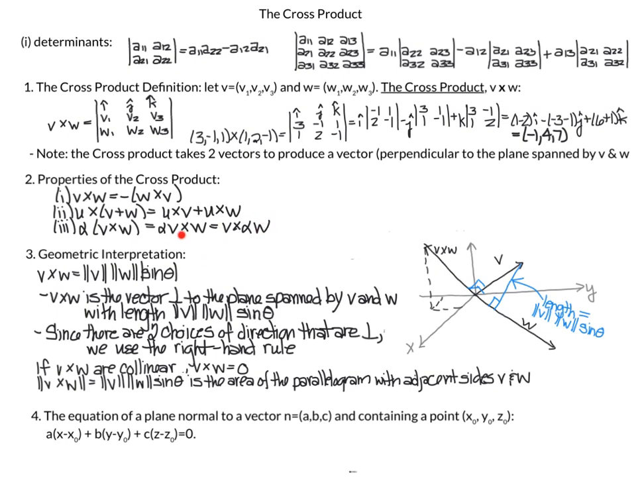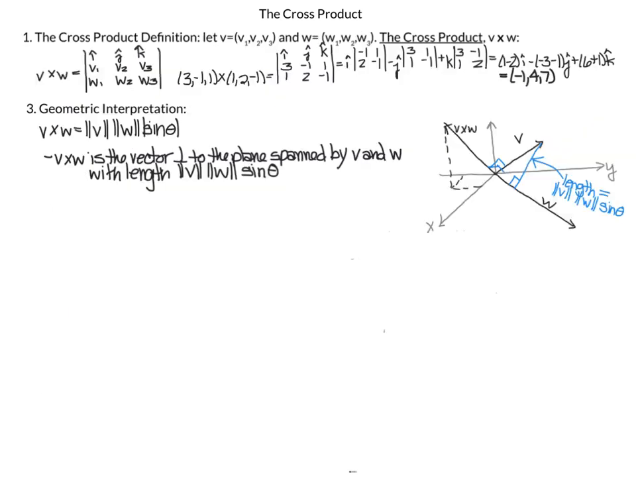Now we are ready to look at the geometric interpretation. I cleared some things out and moved things up so that I would have a little more space. So the first thing is that the norm of V cross W is equal to the norm of V, times the norm of W, times sine of theta, where theta is the smaller angle between V and W. So here would be theta.